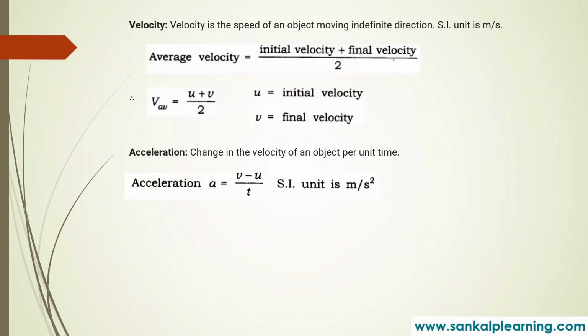Then velocity. Velocity is taken as initial velocity and final velocity. In the beginning of the journey, it is taken as initial velocity, and at the end, it is taken as final velocity. Okay. So here, the unit of velocity is meter per second. In that we also saw average velocity. Average means adding the two and dividing by 2.